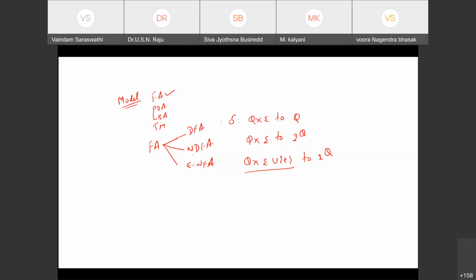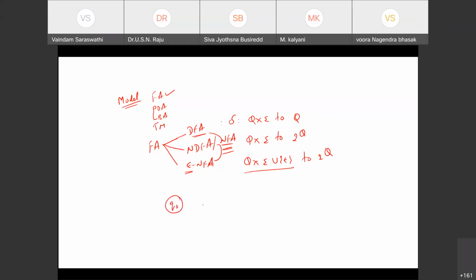So which one is more powerful with respect to language acceptance? Everyone has equal acceptance. The major difference is the way of designing. DFA is a bit difficult to design, whereas NFA is easy to design, and in epsilon NFA you can have transitions without consuming any input. So that is the meaning of epsilon.